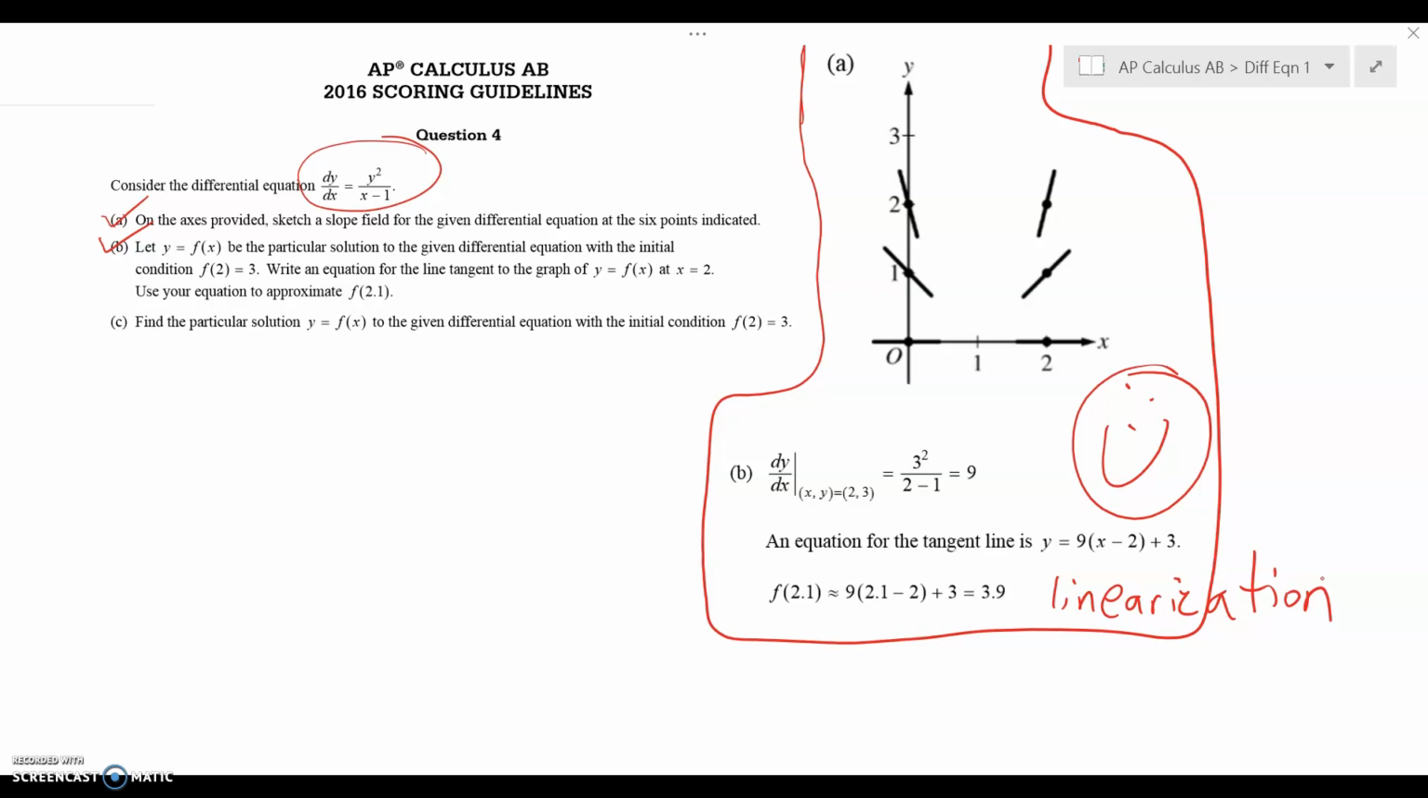This will only work in Calc 1 land with separable differentials. That is all we are going to look at. These are equations where you can take all the y's and put them to one side, all the x's and put them to the other. And then you put the dy and dx with the associated pieces.